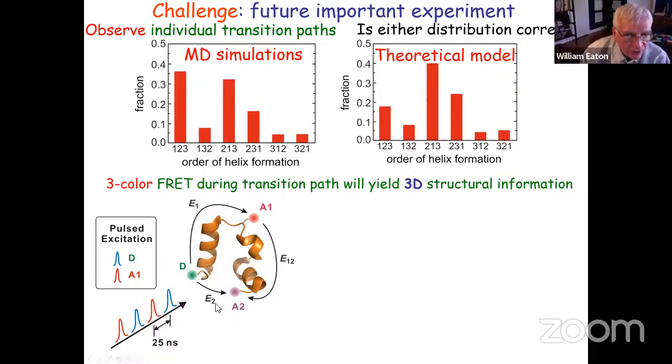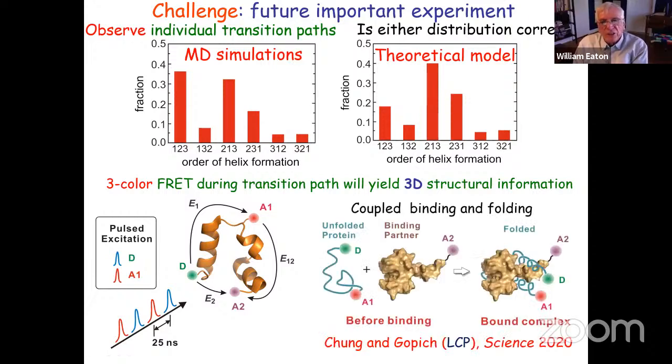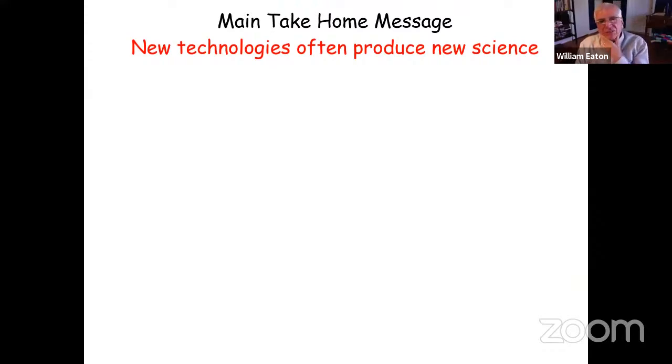I think Shimon Weiss was the first to do this, where you excite the donor, which can transfer excitation energy to two different acceptors, but then to disentangle the data, you have to excite the acceptor with a different laser pulse, which can only transfer energy to the second acceptor. And there are experiments moving in that direction. This is a three-color experiment that was just published in Science by my colleagues Hoi-Sung Chung and Irina Gopich on coupled folding and binding of an intrinsically disordered protein binding to its partner. And in this experiment, they showed that there are multiple pathways for binding for the disordered protein. So I guess the main take-home message from this seminar is that new technologies can and often produce new science.